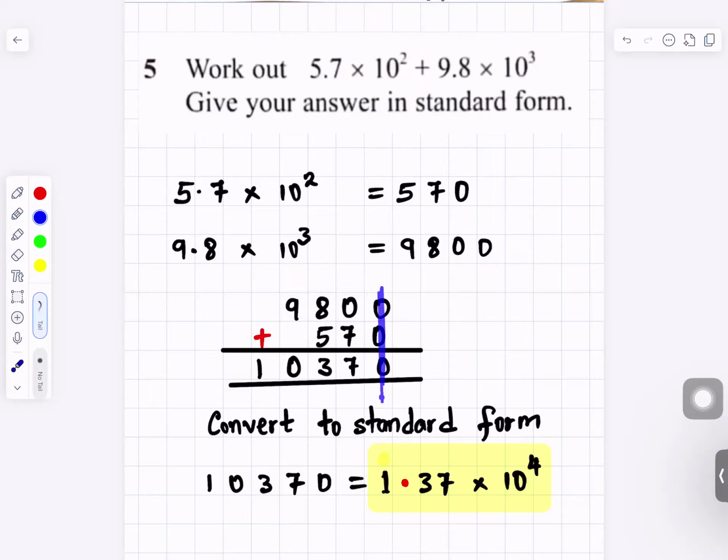0 plus 0 is 0. 0 plus 7 is 7. 8 plus 5 is 13, so 3 and carry 1. 9 plus the 1 you carried is 10. So it's 10,370. You write it in standard form. You count 1, 2, 3, 4, so it's 1.037 times 10 to the power 4.